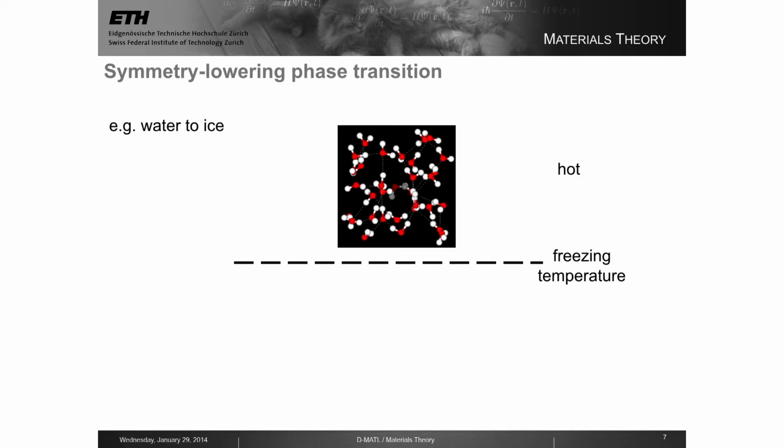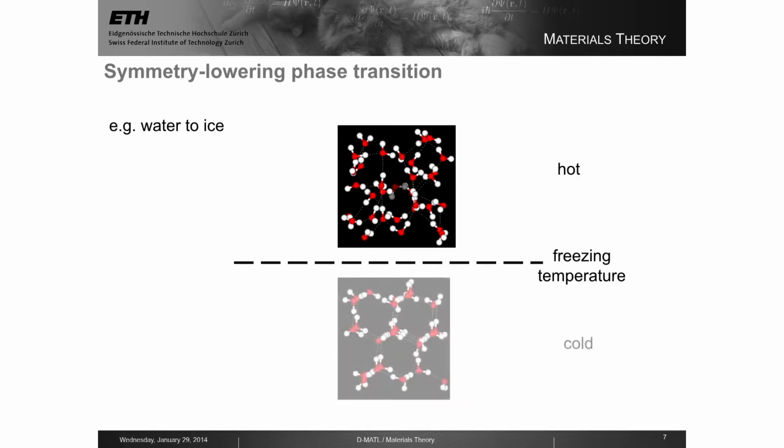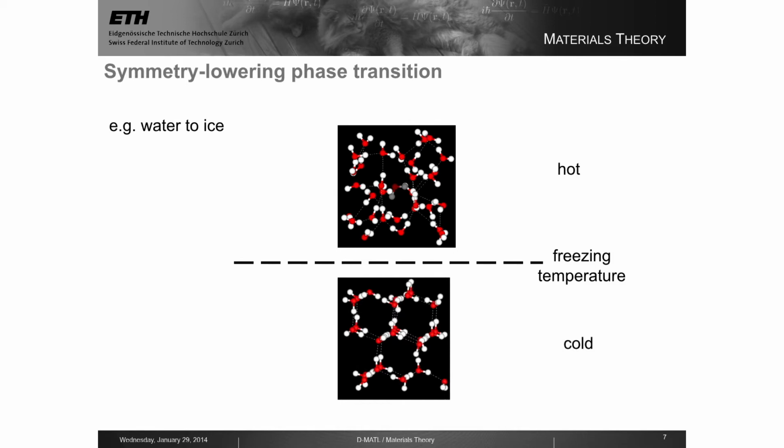We see randomness. Whereas ice has lower symmetry because the molecules line up, and so when we look upwards, we see something different than when we look to the side. So the symmetry is lowered.